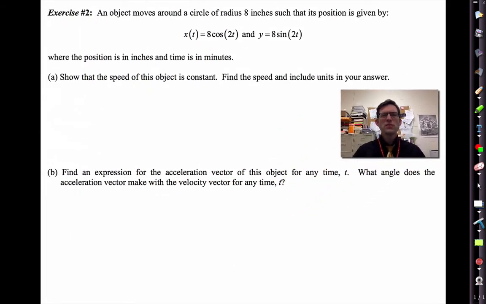All right, an object moves around a circle of radius 8 inches such that its position is given by those two position formulas, where the position is in inches, right, and time is in minutes. And the first thing it asks is for us to show that the speed of this object is constant, and also to find the speed and include units in my answer. Ooh, show that the speed is constant. What I'd like you to do is pause the video right now and work for maybe upwards of 10 minutes to see if you can do that, to show that the speed is constant and to find the speed and include units in the answer. All right, let's pause the video for a bit.